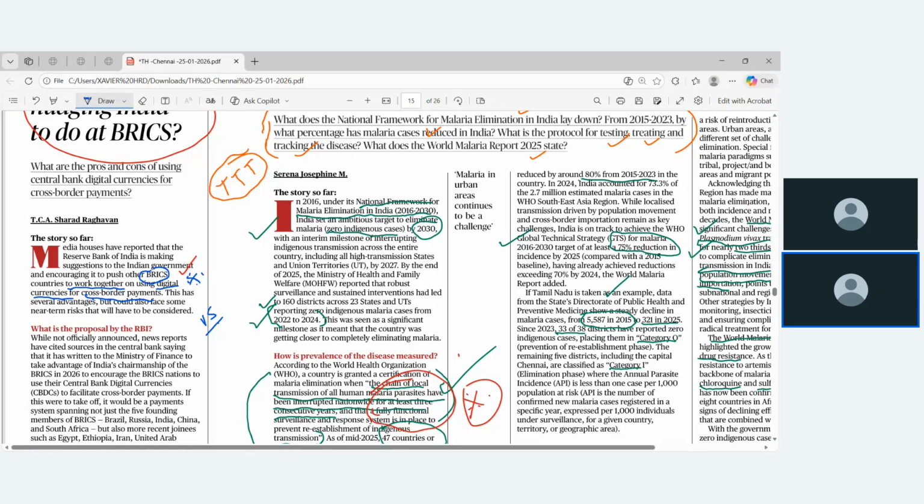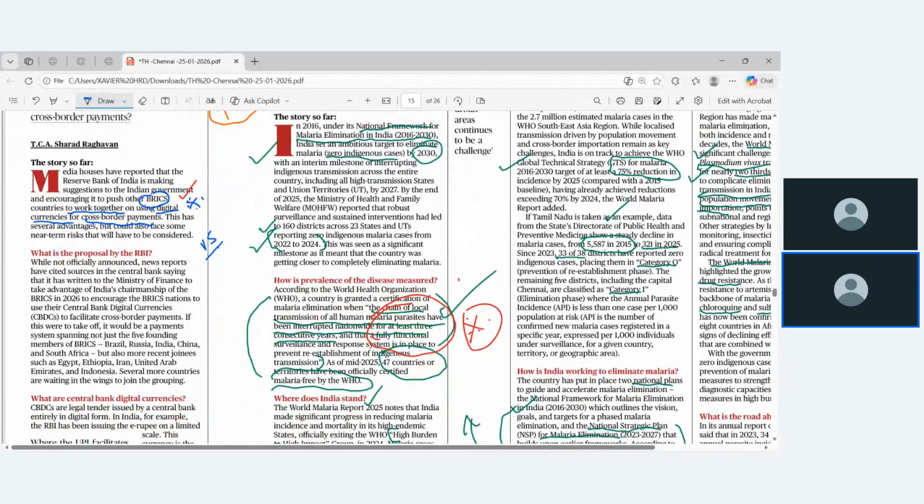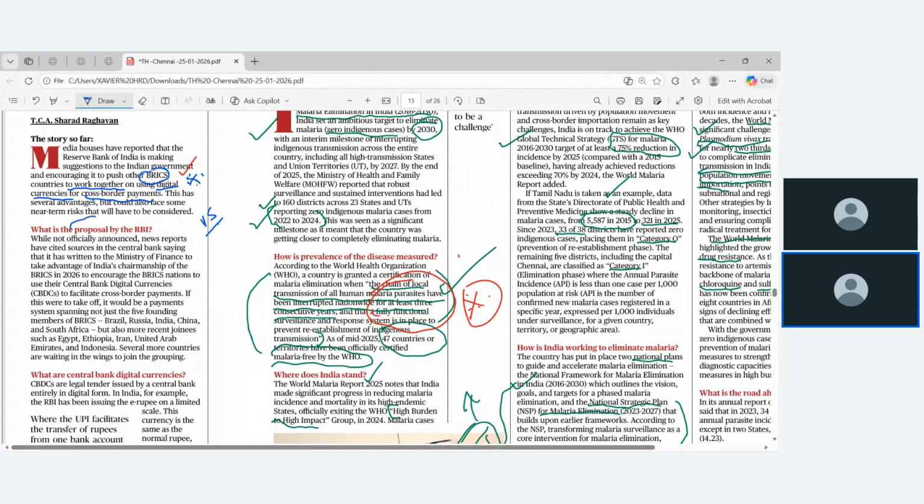But what is the present status of this suggestion? This is what is mentioned in this paragraph. Even though the proposal was given by the RBI, it is not officially announced. But at the same time, the Ministry of Finance, to take advantage of India's chairmanship of the BRICS in 2026, because we are going to chair the 2026 BRICS summit, encouraged the BRICS nations to use their central bank digital currencies to facilitate cross-border payment.